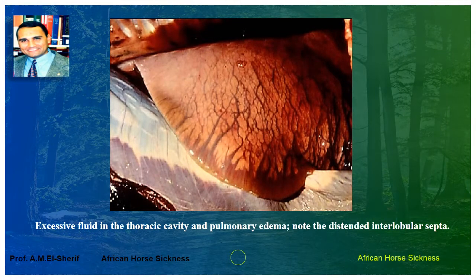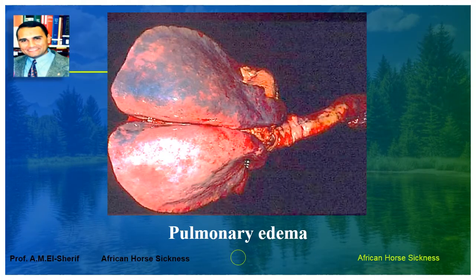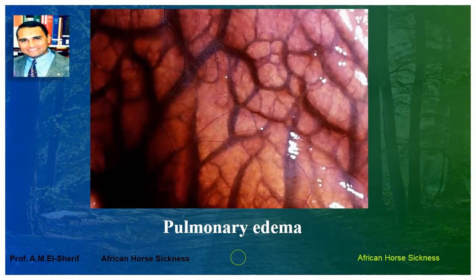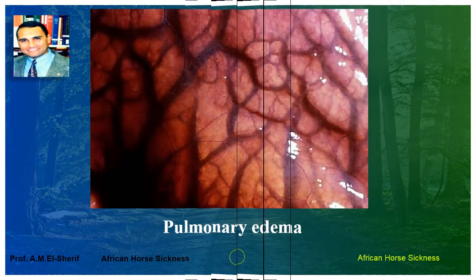This picture shows excessive fluid in the thorax cavity and pulmonary edema with distended intralobular septa. A picture of pulmonary edema in the lung of an affected horse. Pulmonary edema in the lung of a horse infected with African horse sickness, and we see here clear intralobular septa due to the edema.